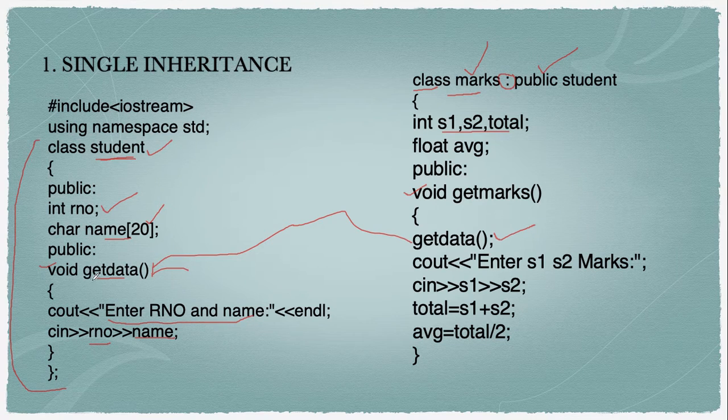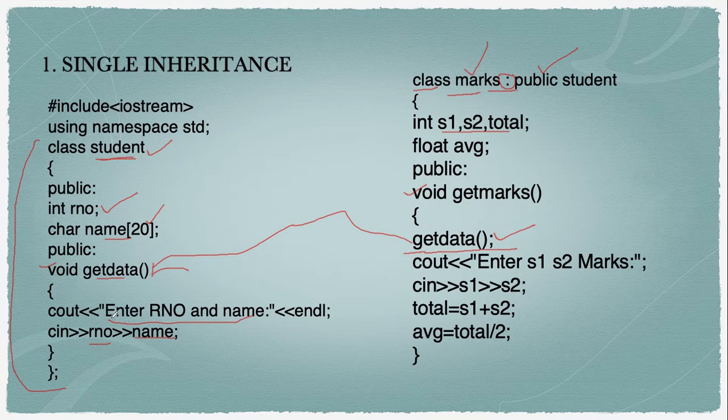Actually the get data function is from the student class, but I'm directly accessing it in marks because marks is the derived class of student. That means all properties of a student class can be directly accessed in a derived class. That's why I'm directly calling a function from a base class. After calling this, that means when you call get marks, it calls get data.